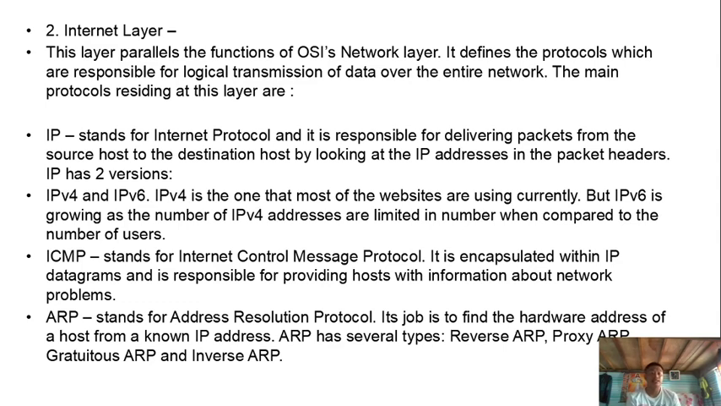So, the internet layer. This layer parallels the function of the OSI network layer. It defines the protocols which are responsible for the logical transmission of data over the entire network. The main protocol residing at this layer is IP. IP stands for Internet Protocol, and it is responsible for delivering packets from the source host to the destination host by looking at the IP addresses in the packet header.